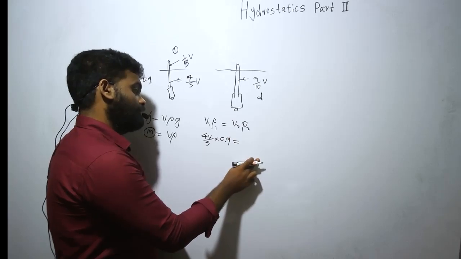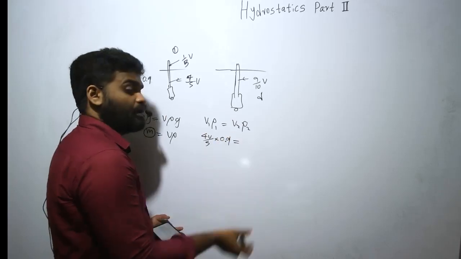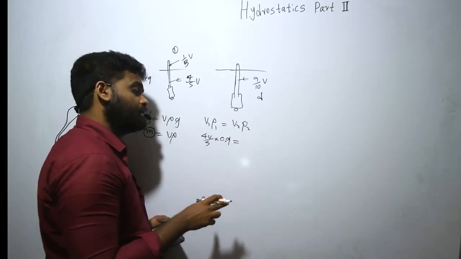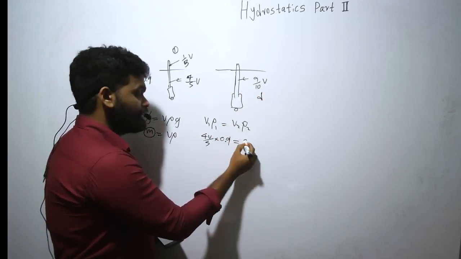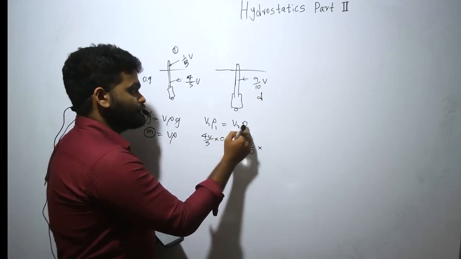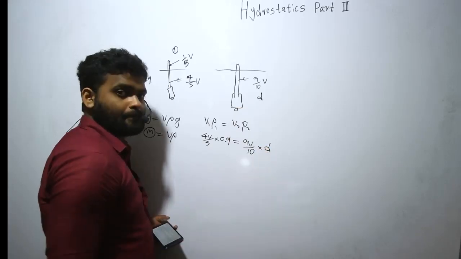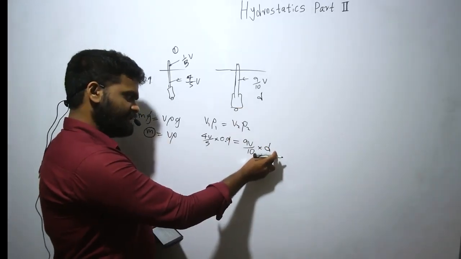If necessary, you have to, but in most cases, you don't have to, right? To multiply by 1000. Okay. V2 is 9V over 10 times rho. That is D, right? So what they ask is this D.